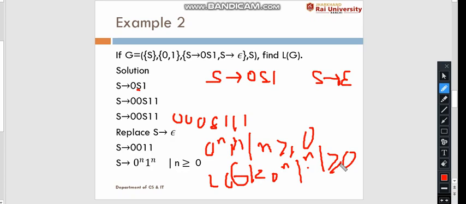So in this way we can find the language from the given grammar. In the second video we will learn how to derive a grammar from the given language.